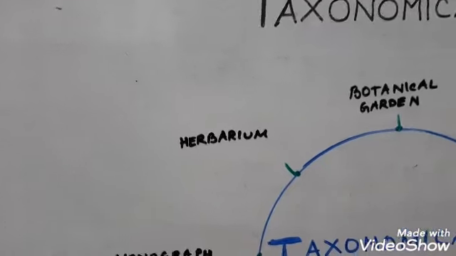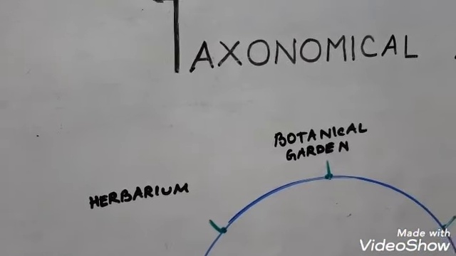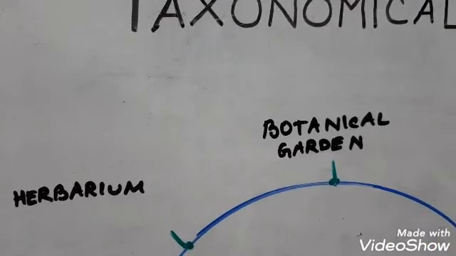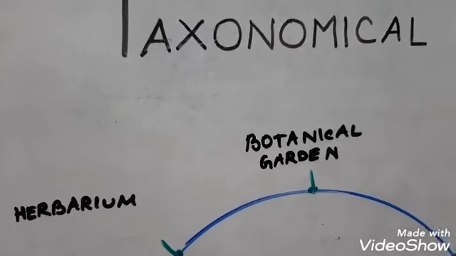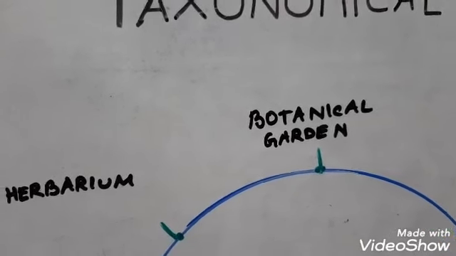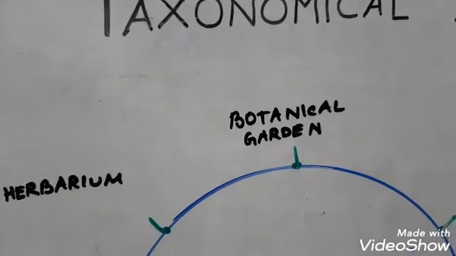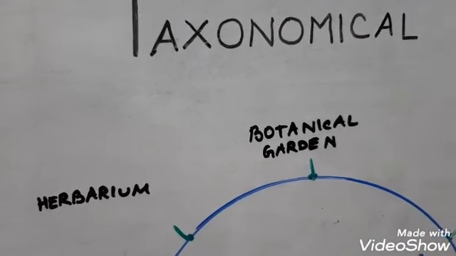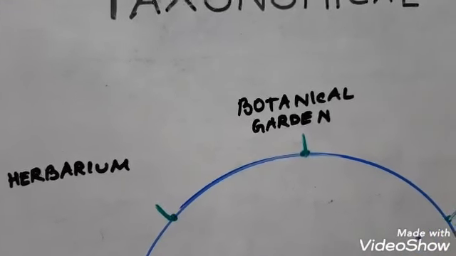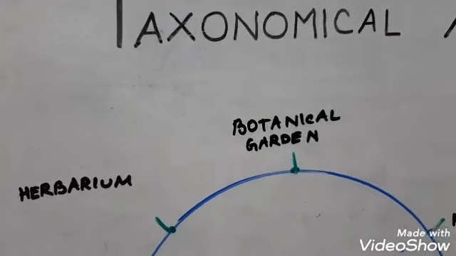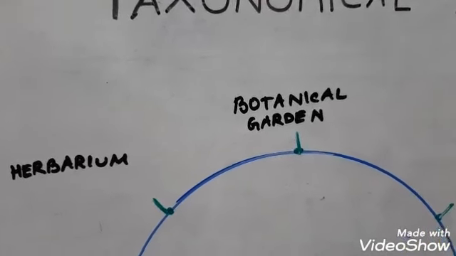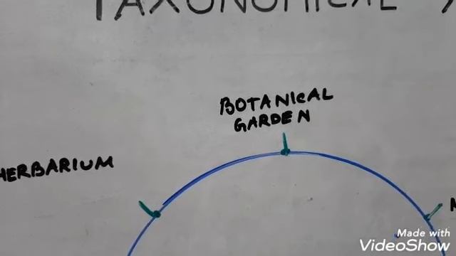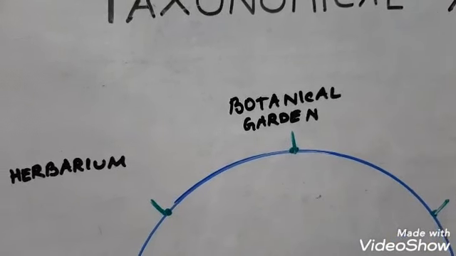Now let's go to the botanical gardens. The botanical gardens are specialized gardens where a collection of living plants is kept for reference. Usually the plant species are kept in living condition. Here you have facilities like library, laboratories, herbarium as well as museum. Botanical gardens are maintained by government, semi-government and other private organizations. Botanists and gardeners look after these plants in the botanical garden.